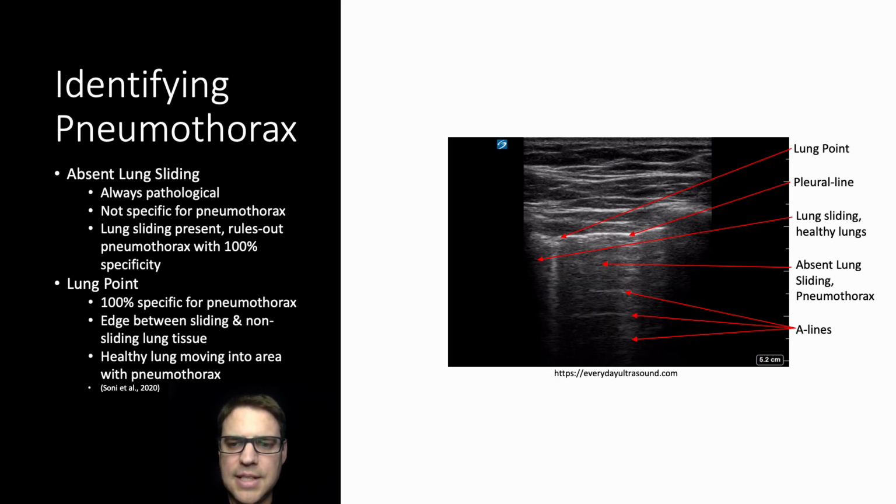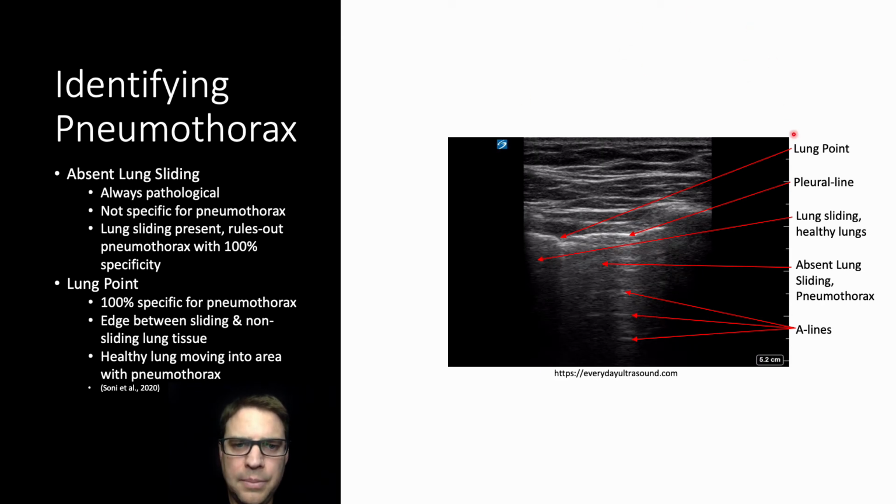Lung point is a dynamic sign that is 100% specific for pneumothorax. Lung point is seen at the junction or edge between sliding and non-sliding lung tissue. It occurs when normally aerated lung tissue slides into view of an area with absent lung sliding and represents healthy lungs moving into view of an area with a pneumothorax.